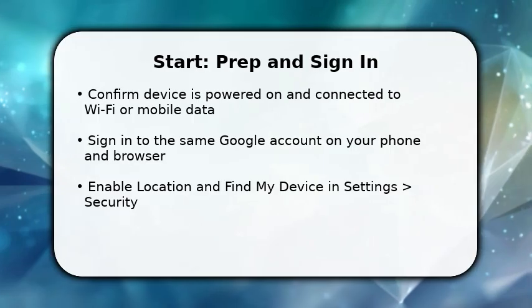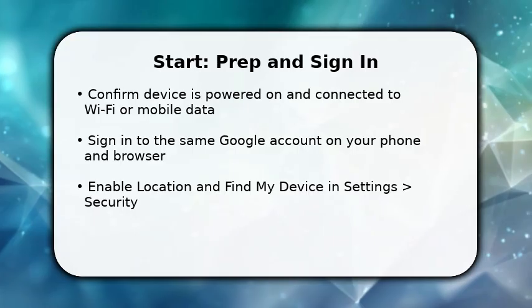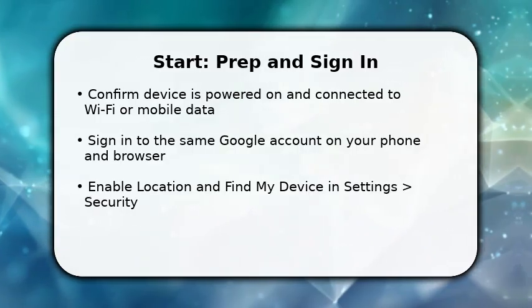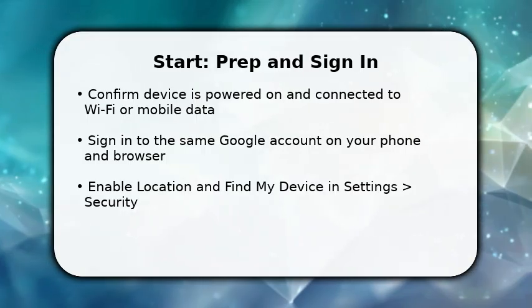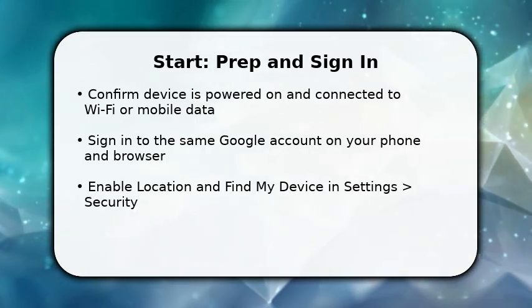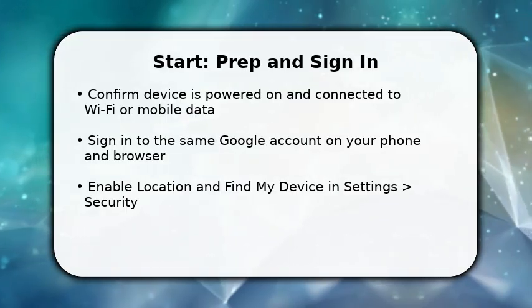Enjoy the video. You'll start by verifying a few essentials so the tool works immediately. Make sure your phone is powered and online, then sign into the same Google account in your browser. Once signed in, enable location and the Find My Device switch under Settings Security. This lets Google report real-time position.